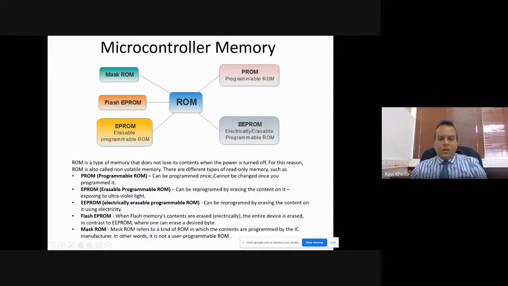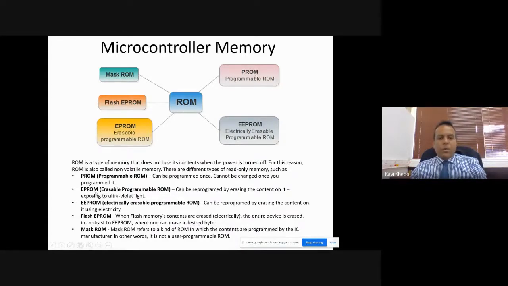There are different types of read-only memory, such as PROM. PROM means programmable ROM. It can be programmed once: you program it, you put some data there, and it cannot be changed once you program it. So it remains there. This is PROM, programmable ROM.